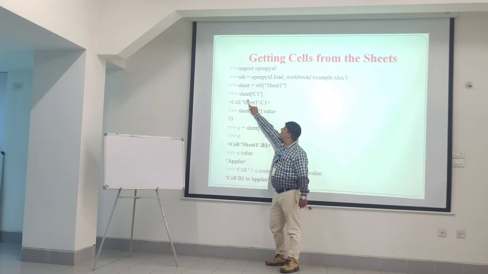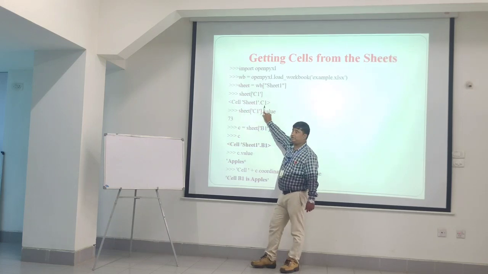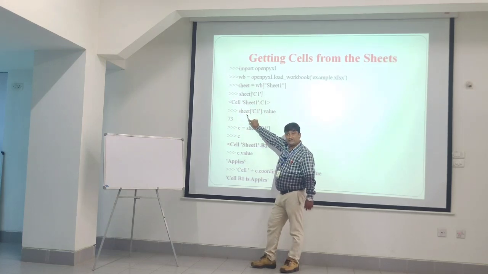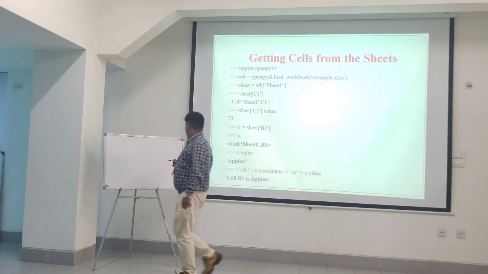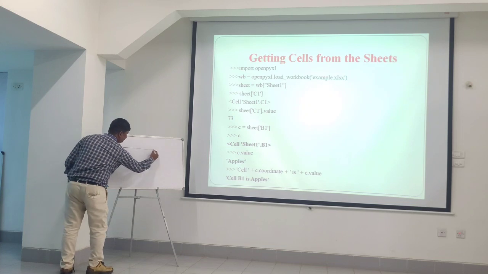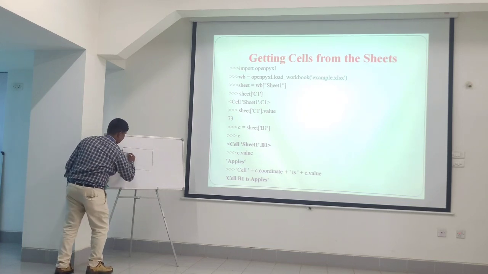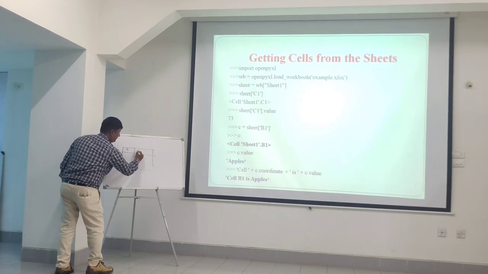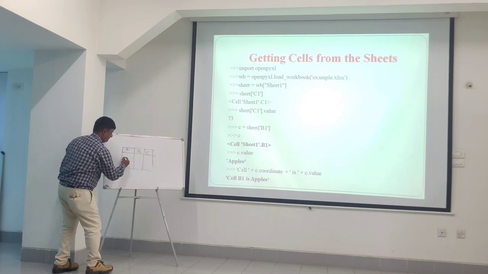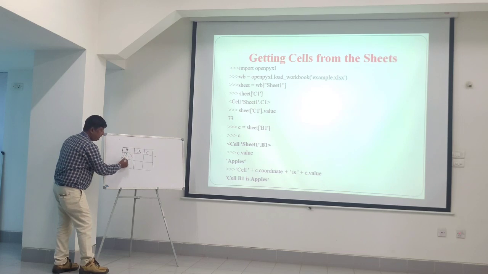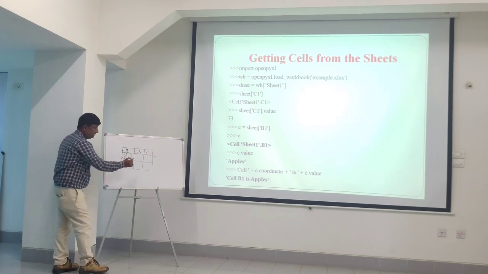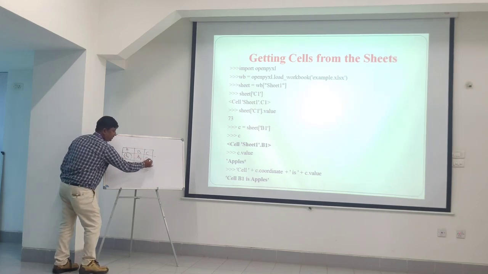Now I am giving sheet['C1']. So what is sheet['C1']? It gives the cell Sheet1 C1. Now I am taking sheet['C1'].value. Let me write it. This is A, B, this is C. This is A1 cell, this is B1 cell, this is C1 cell.